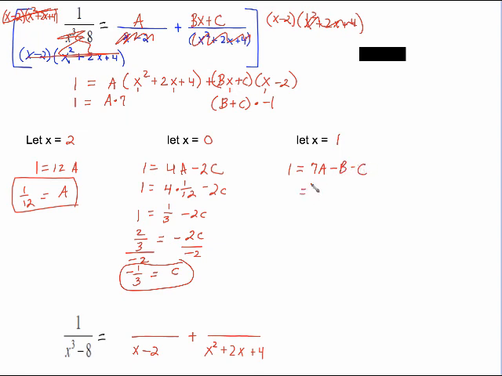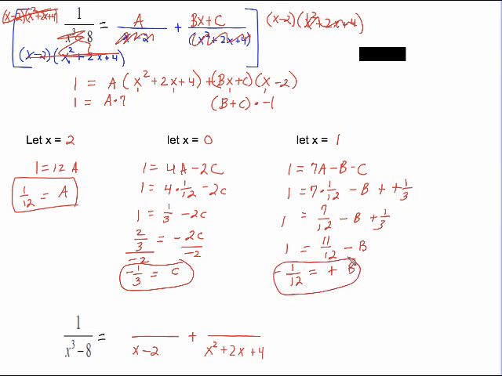We have values for a and c, so I will plug those in. This is 1 equals 7 times 1/12 minus b, which I don't know, minus c, which is minus a negative 1/3, which turns that into positive. So this is 7/12 minus b plus 1/3 equals 1. 7/12 plus 1/3 is 11/12. Subtract 11/12 from both sides gives me 1/12 equals negative b, which means positive b is negative 1/12.